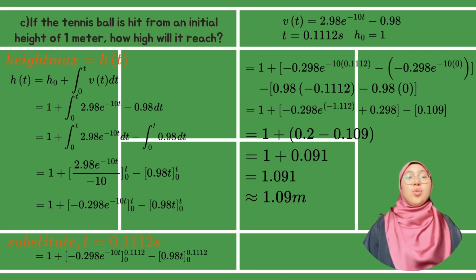We already know the time of the ball, so we substitute the t value, which is 0.1112 seconds. We will get 1 plus negative 0.298 e to the power of negative 10t from 0 to 0.1112, minus 0.98t from 0 to 0.1112. Substituting the value of t, we get 1 plus negative 0.298 e to the power of negative 1.112, plus 0.298, minus 0.109. After that, we get 1 plus 0.019, and the final answer is 1.019. So we get approximately 1.019 meters as the maximum height.